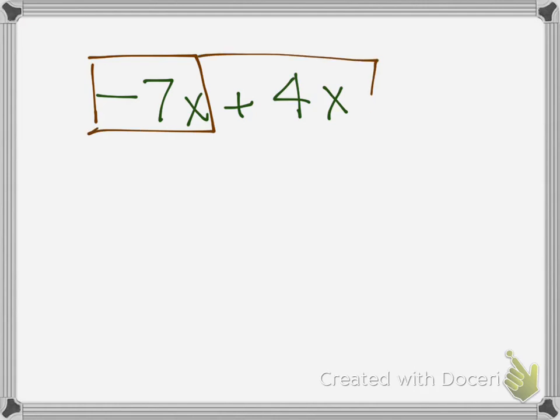But let's say we have negative 7x plus 4x. And we are simplifying. We're not solving, we're simplifying. And in this case, I have two terms. I have negative 7x and I have positive 4x. And they are like terms because they both have an x with the same exponent. I mean, there isn't an exponent, but they're not different because of exponents. So they're both just plain x terms, and I can put them together.